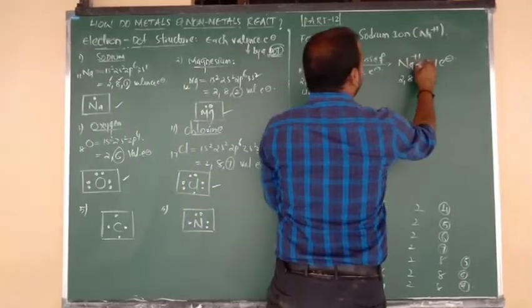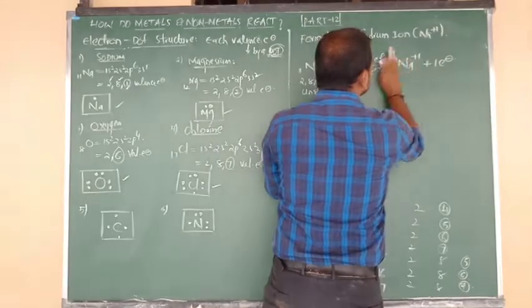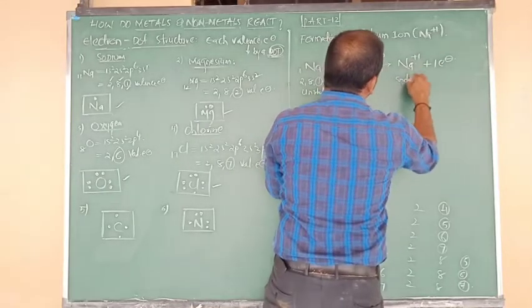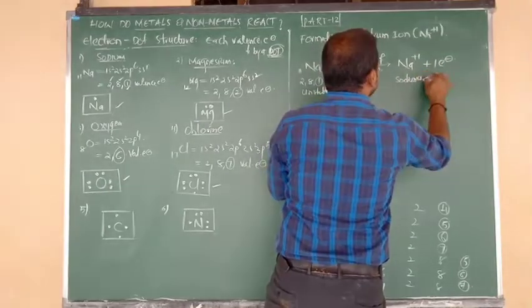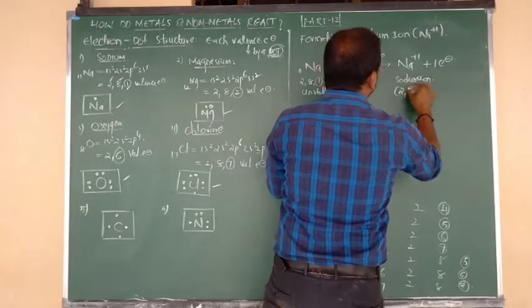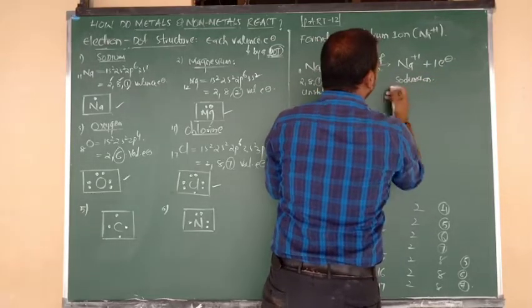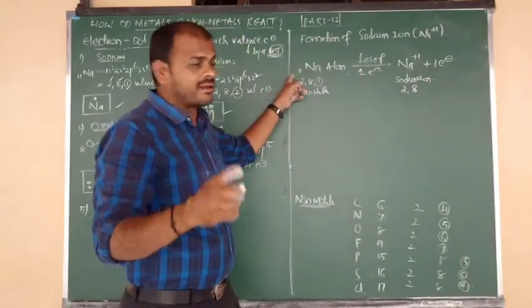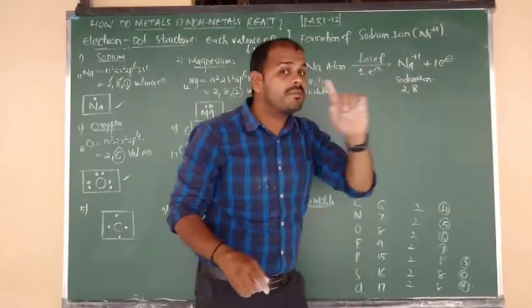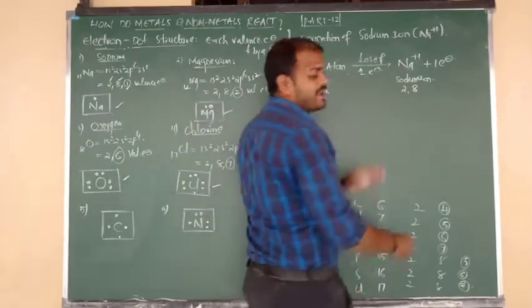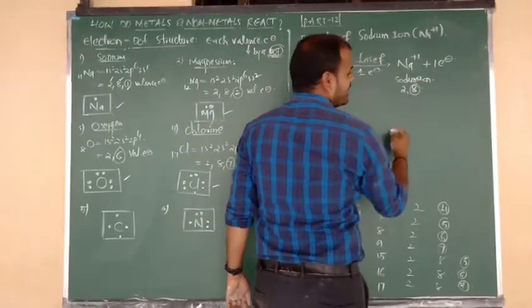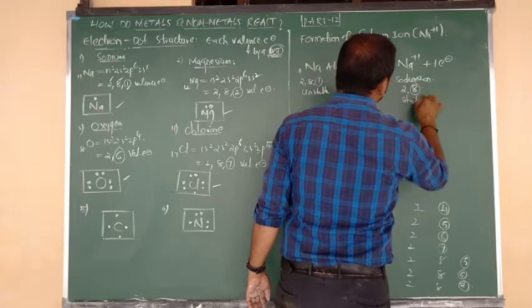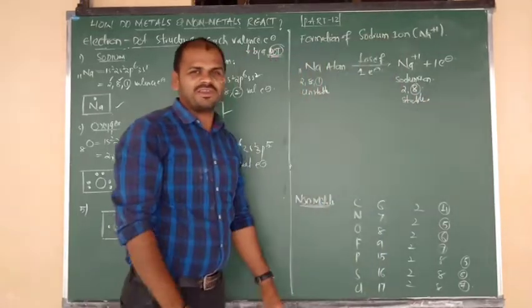So in that sodium ion, this is the symbol of what, beta? Sodium ion. In that sodium ion, only how many electrons are there? 2, 8 electrons are there. Initially sodium contains 11 electrons, but after the loss of 1, the remaining is only 10, 2, 8, beta. Now the outermost orbit contains 8 electrons. So 8 electron configuration is nothing but stable configuration.